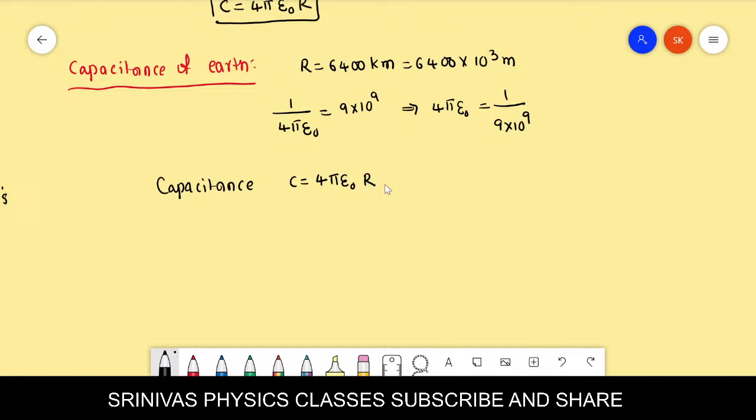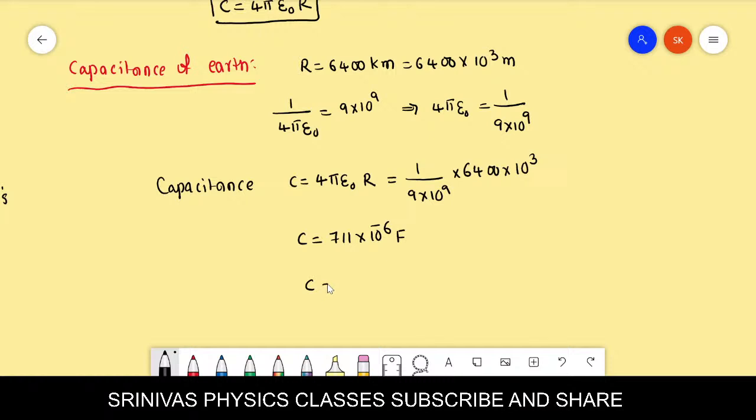Then the capacitance of Earth we can write like this. 4 pi epsilon naught value is 1 by 9 into 10 to the power of 9, and the radius of the Earth we can write as 6,400 into 10 to the power of 3 meters. Now we can simplify it. If you simplify this, we will get 711 into 10 to the power of minus 6 farads.